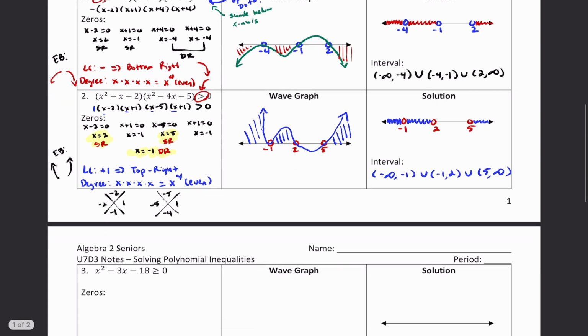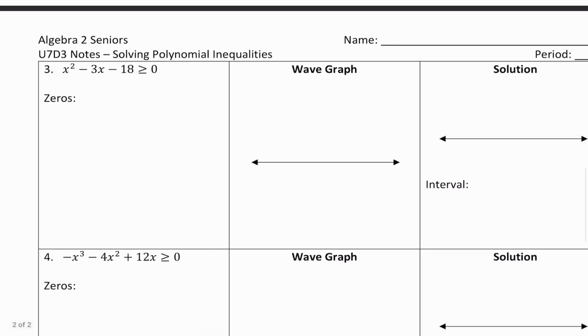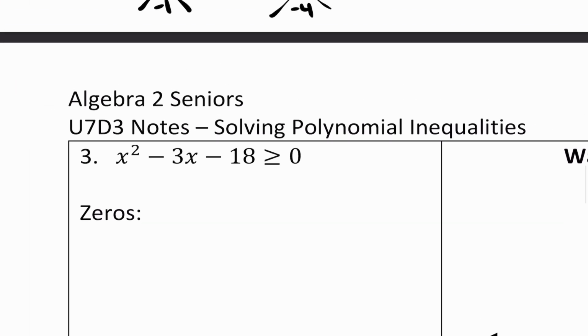All right. Let's take a look at number 3 together. We have x squared minus 3x minus 18, which is greater than or equal to 0. So we have 3 terms. We need to factor this guy out.